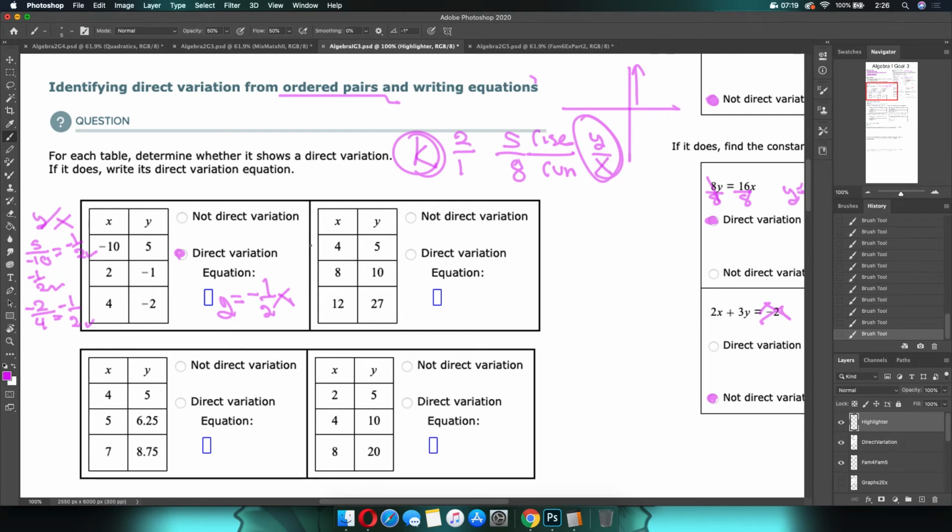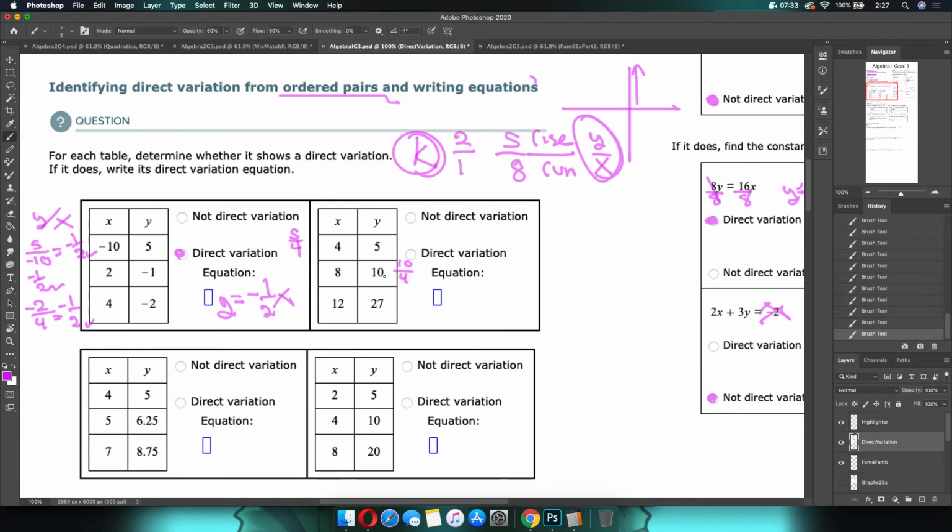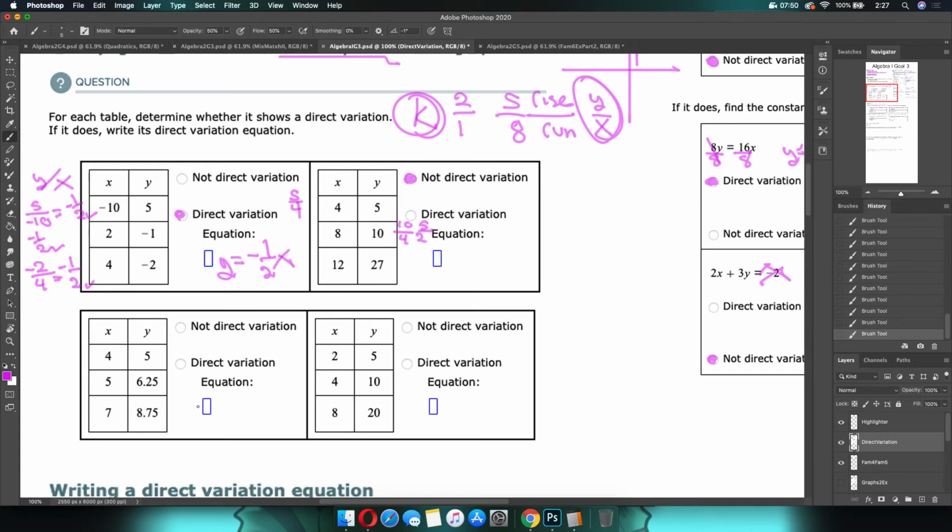Over here, let's see here, 5/4. Well, that's already in reduced form. Over here, we have 10/4. Those are both even numbers, so divide by 2, divide by 2. Oh, we have 5/4 over here, and we have 5/2 over here. They're not the same number, therefore this is not direct variation. Skip down a little bit.